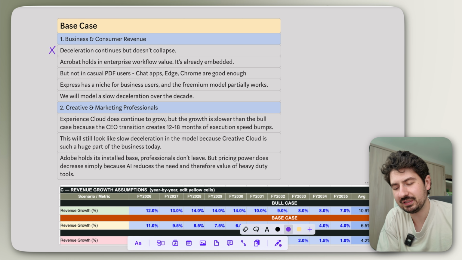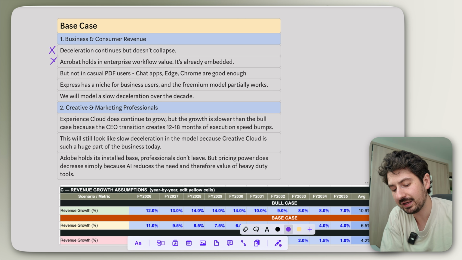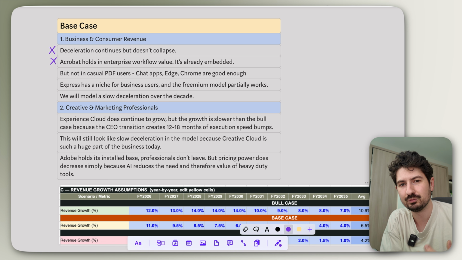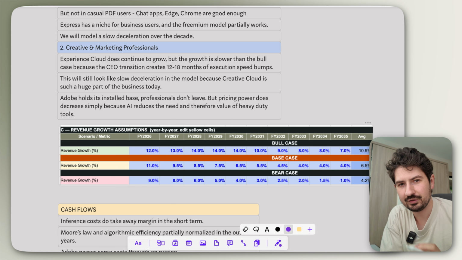But that's mostly on the Express side, and I think Acrobat itself will probably hold relatively well because it's already embedded in enterprise workflows, and I don't think consumers make up a huge portion of the revenue from that app specifically. On the creative and marketing professional side, I think that the Experience Cloud will continue to grow. I've said it a couple times now, but I think there's a lot of opportunity there for Adobe.